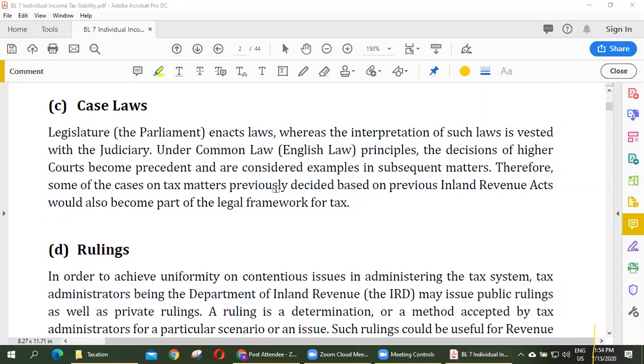Under the common law, as in English law principles, the decision of a higher court becomes the precedent and is considered an example in subsequent matters. Therefore, some of the cases on tax matters previously decided based on the previous Inland Revenue Act would also become part of the legal framework of tax, right?